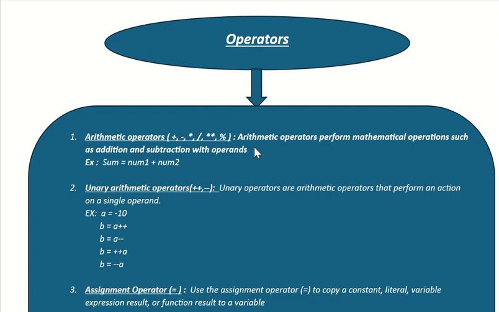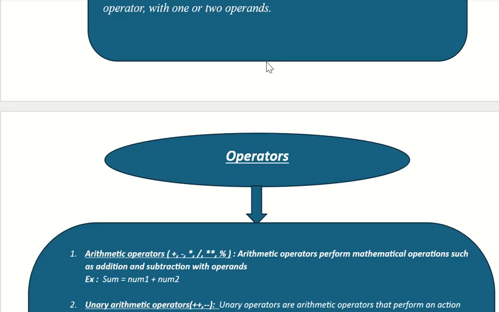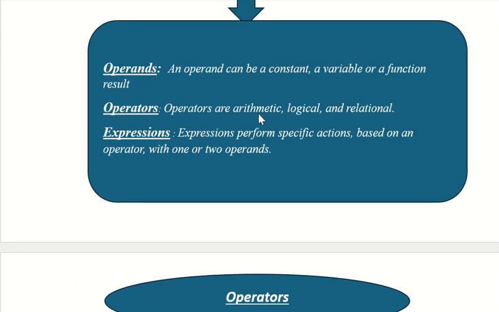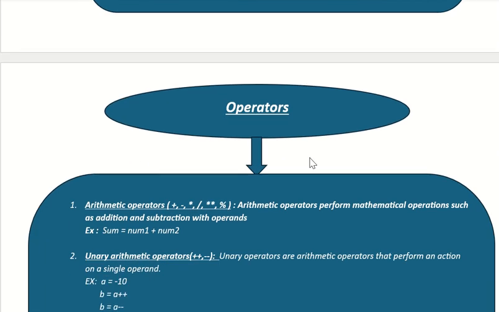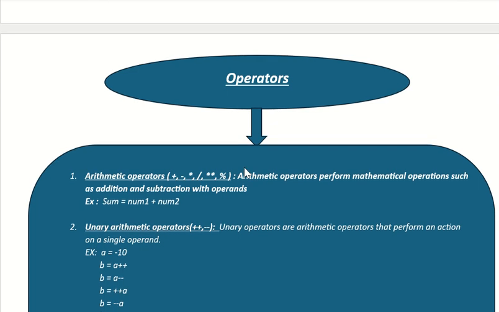So, operator. What is an operator? Already discussed: operators are arithmetic, logical, relational, etc. Where do we use an operator? We use an operator between two operands, or with only one operand, and then you can use operators. That is the scenario, so you can understand.